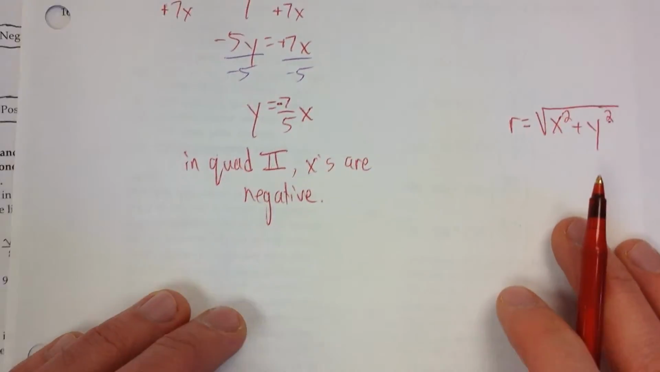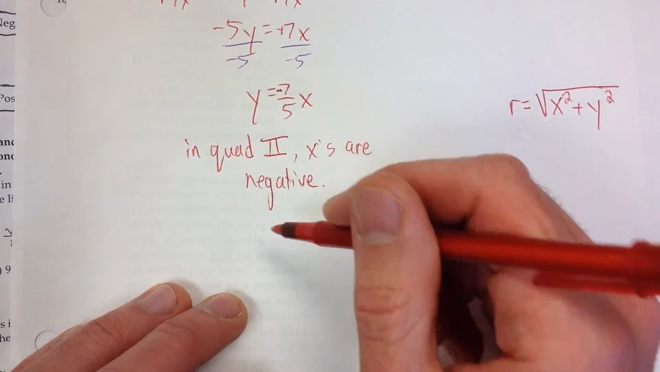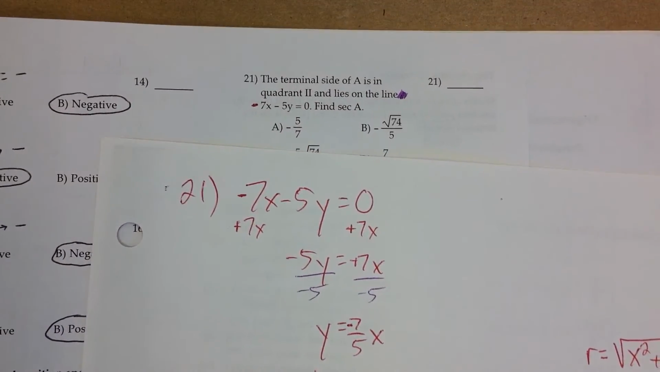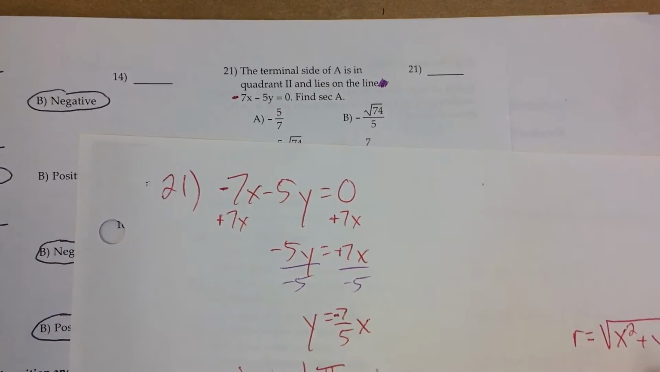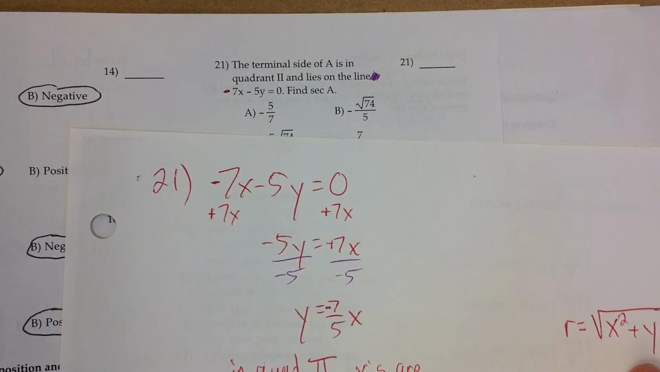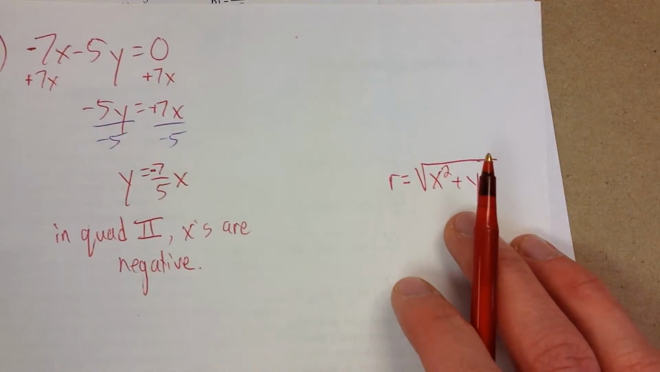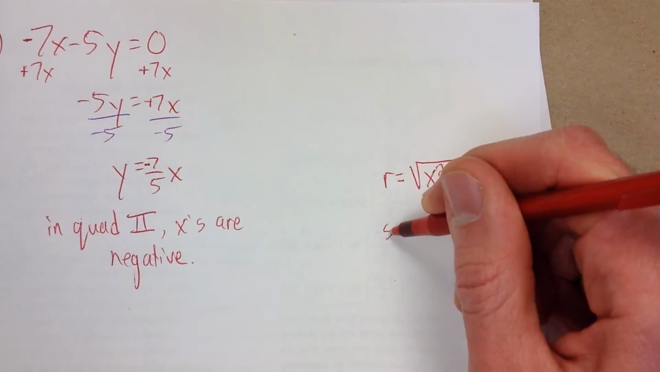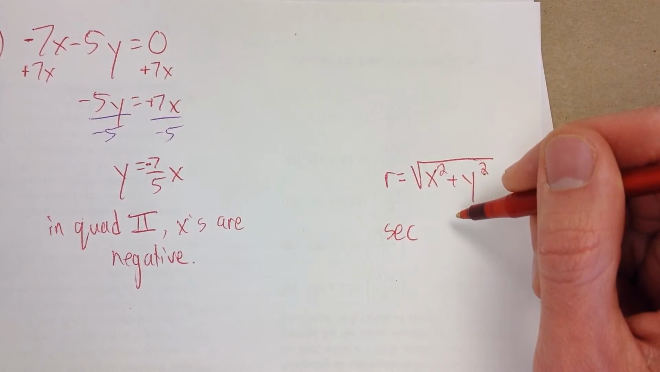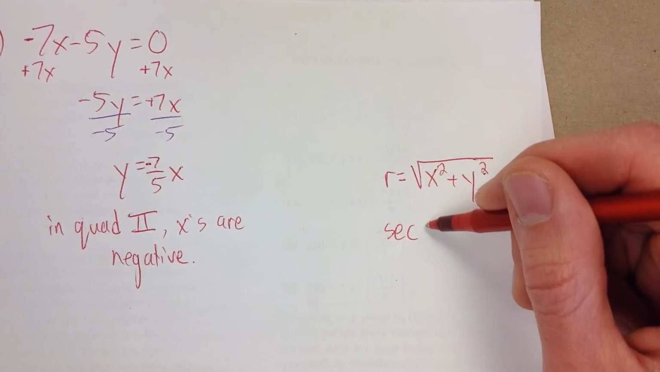All right. Why do you have to find r? Because we want secant for number 21. And then that just is hypotenuse over x. It is. And the hypotenuse is r. So isn't that just root 77? It very well could be.